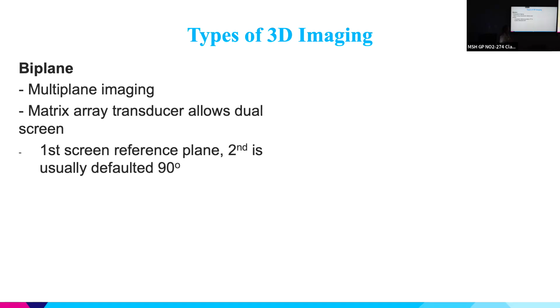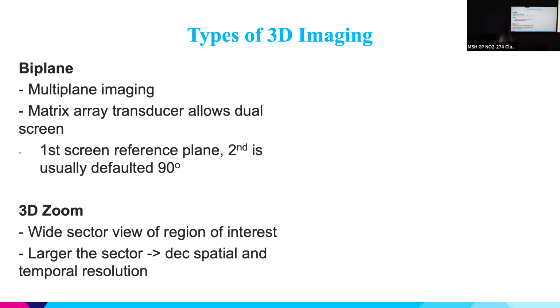So for biplane imaging, it's multiplane imaging. The first screen that you see on the left would be your main screen. The second screen is usually the defaulted angle of 90 degrees, and I'll get to that in a second. The next option for 3D imaging is a 3D zoom. This is probably one of the most utilized functions for 3D. It's a wide sector of a small region of interest. So this has very good spatial and temporal resolution, unless you make it too big, because remember, the larger the sector, the more you're going to degrade your image.